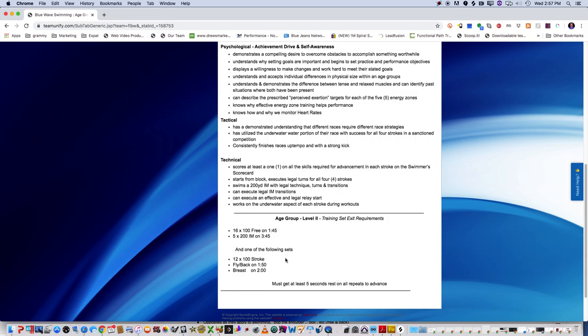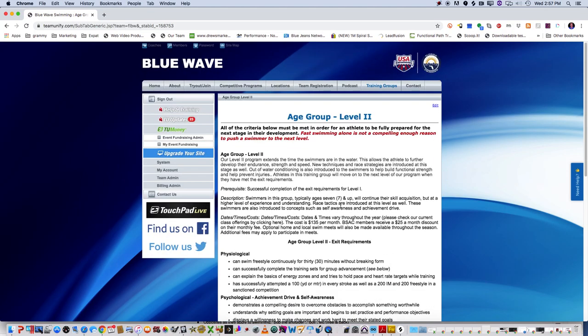And to move into level 3 of the level system, the swimmer should be able to do 16 100s freestyle on 1:45. You want to go to at least 5 seconds rest. 5 200 IMs on 3:45, and one of the following sets: 12 100s of the stroke on freestyle, butterfly or backstroke, on 1:50, and breaststroke 2 minutes. Okay, so those are the sets that need to be completed to move on to age group level 3.